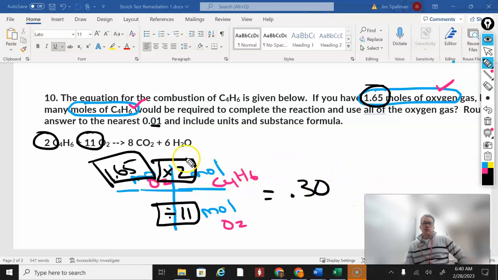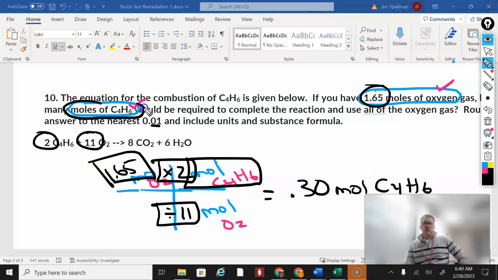Make sure you're using your units. Again, the units of your answer should be right here at the end. Moles of C4H6. And if in doubt, go back to the question, because the question you're answering is in the problem: it says how many moles of C4H6. So this is also what you're answering. You're telling me how many moles of C4H6. So if we start with 1.65 moles of oxygen, we would only need 0.3 moles of C4H6 for this to happen. We need more oxygen for that reaction to occur.